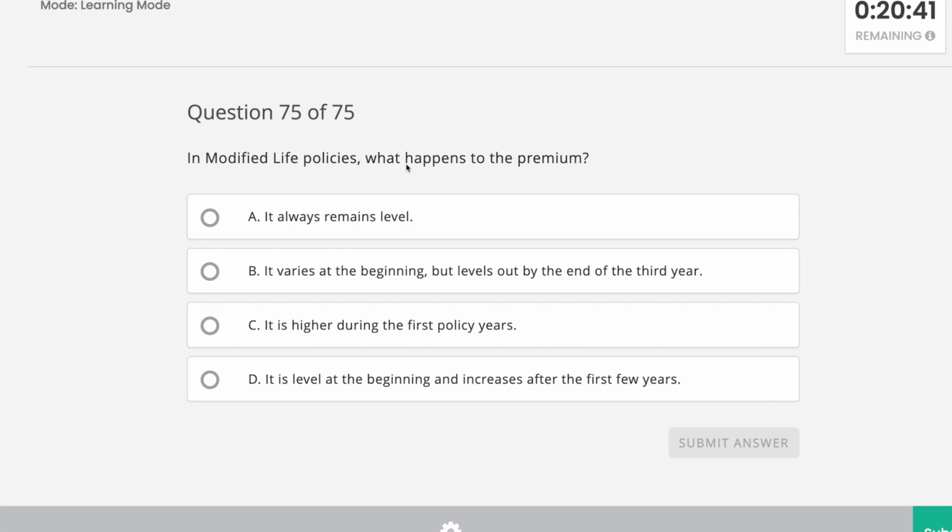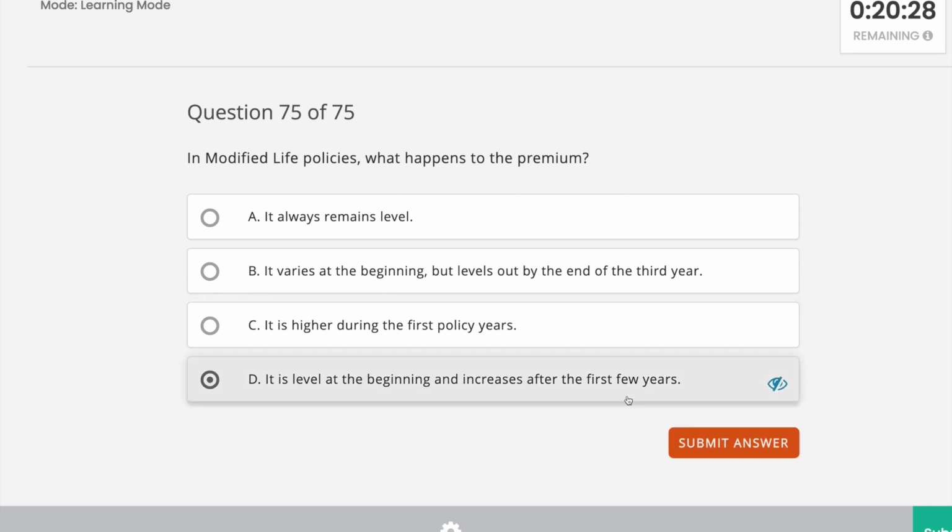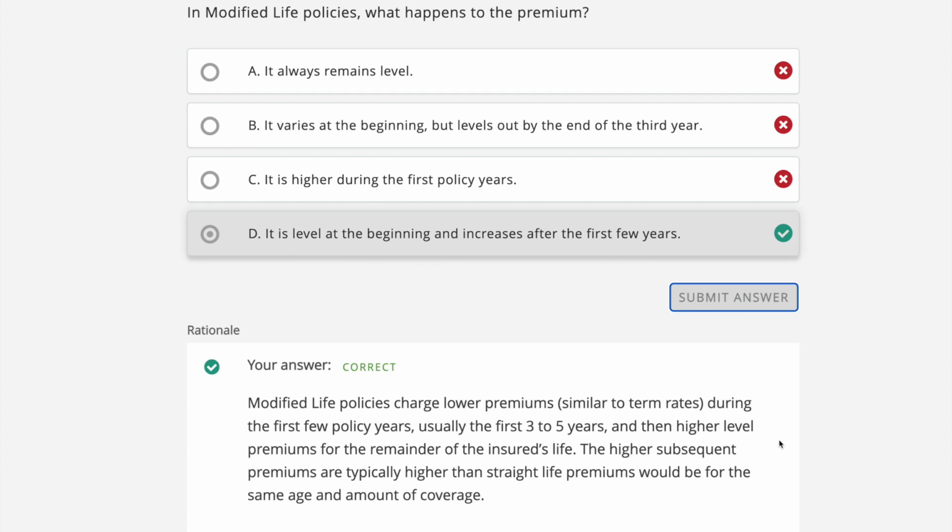In modified life policies, what happens to the premiums? Modified life, it always remains level. No, it modifies, it changes, it varies in the beginning. No, it's higher in the first year. No, it's lower in the first year. In the beginning, increase after a few years. It modifies for a higher.